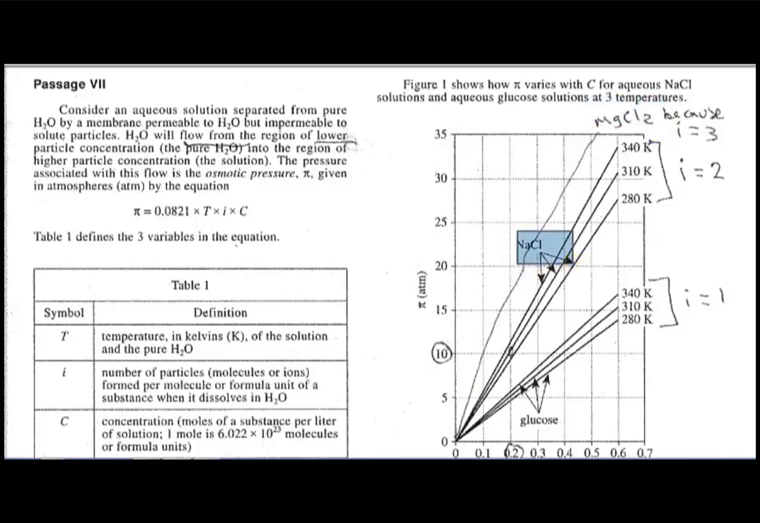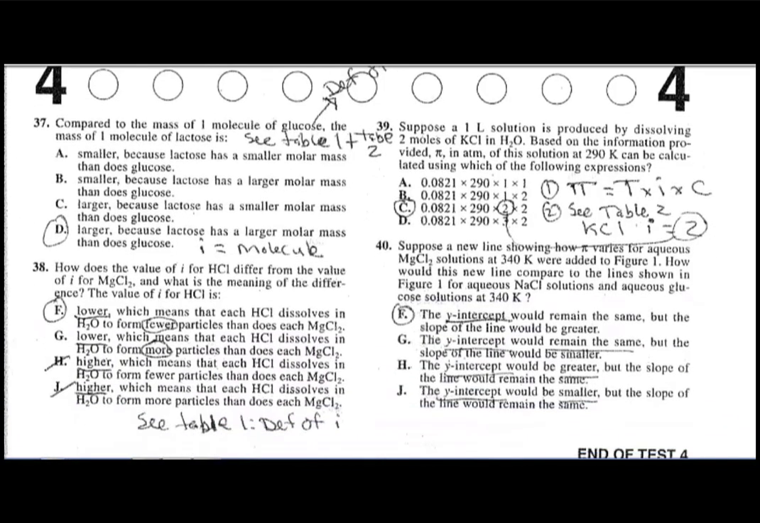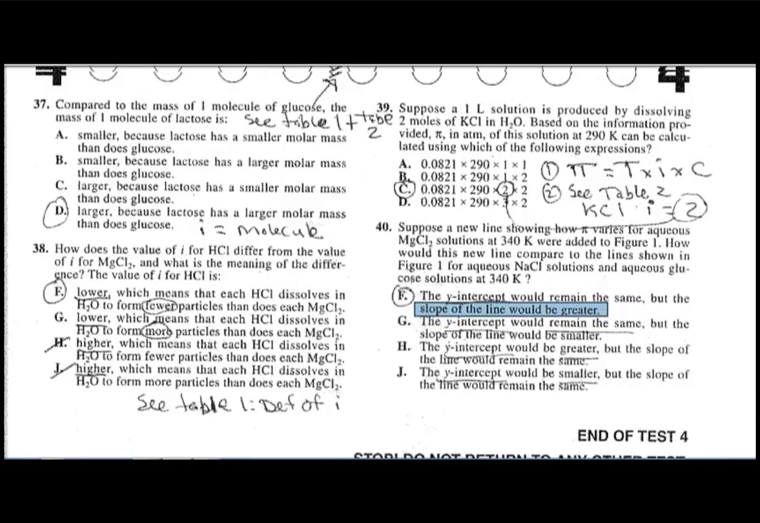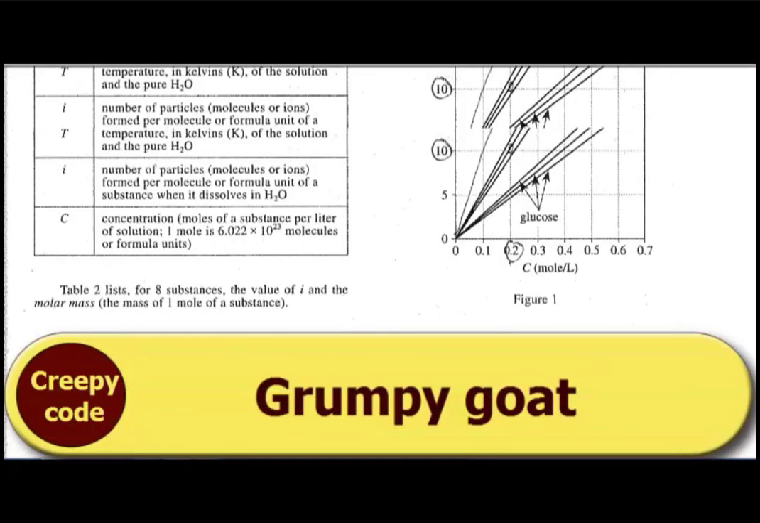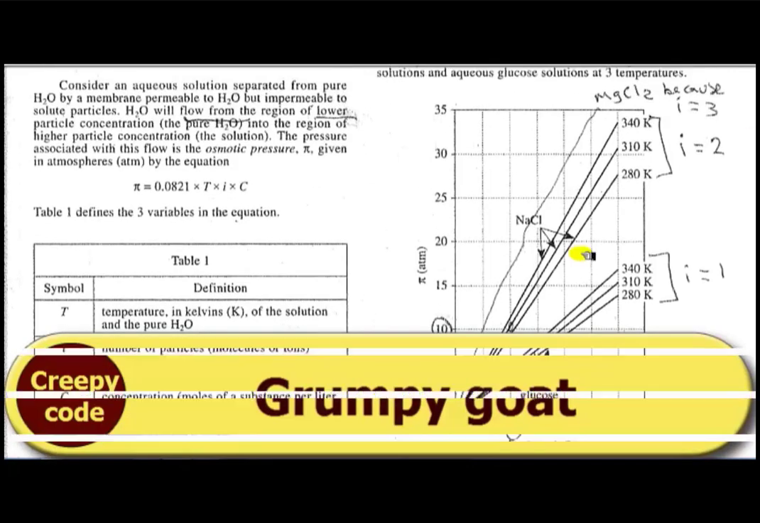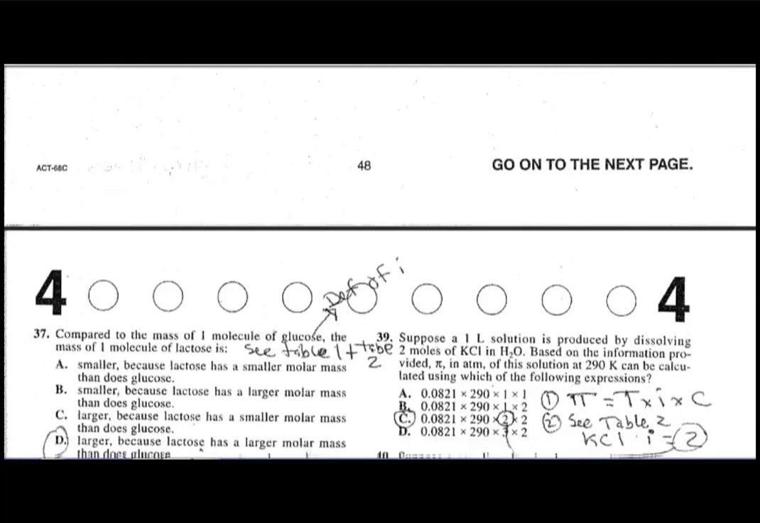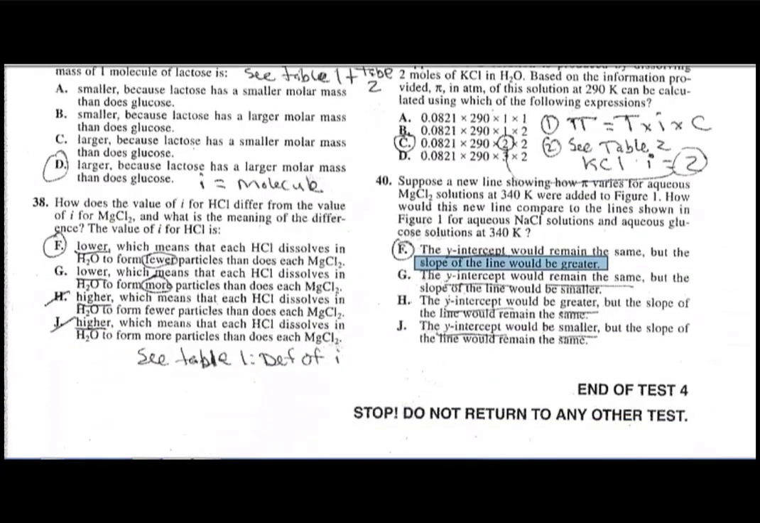Let's go look at the answer choices. And you see that when we go down to 40, answer choice F says the y-intercept of NaCl and glucose will remain the same. Yep. But the slope of the line is going to be greater. Well, that makes sense because now we've added in one more line and the slope will go up. The correct answer, therefore, is going to be answer choice F.